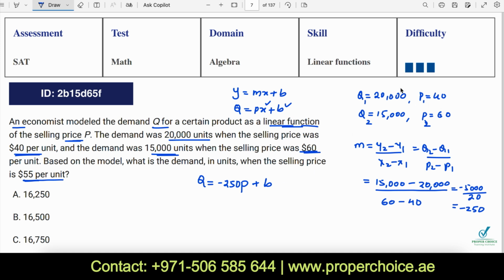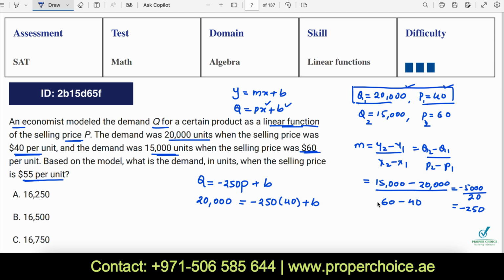By using any one of these pairs, you can solve for the initial value, because that is also needed. So if I'm using this as the initial information, where Q was 20,000 and P was 40, you can just write it as 20,000 equals negative 250 times 40 plus B. So you can use the Desmos calculator. As we are solving for only one variable, you can type that B as X and you'll get the answer. If not, you can just simplify it together.